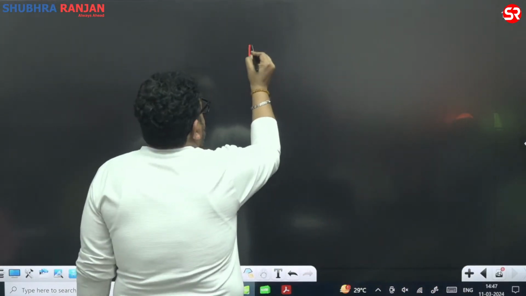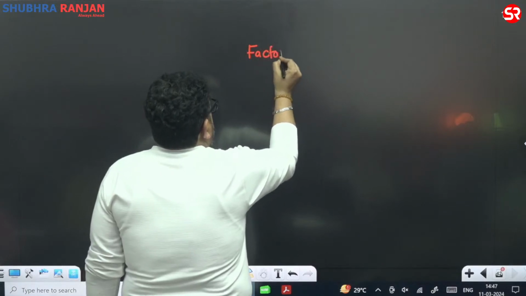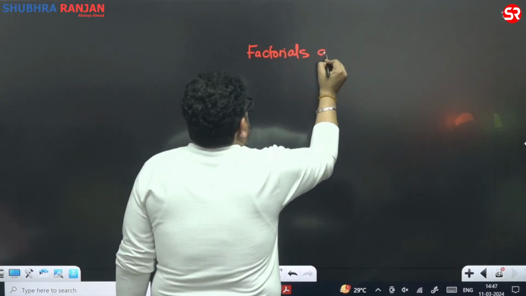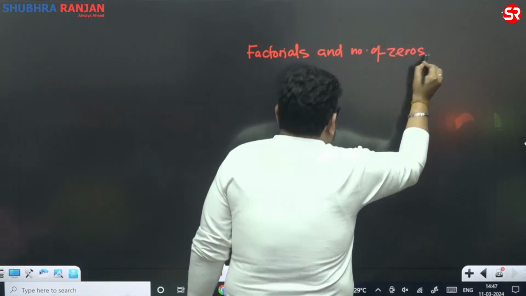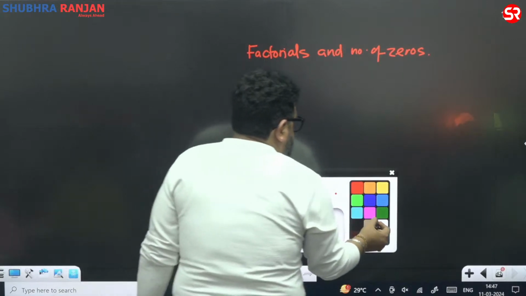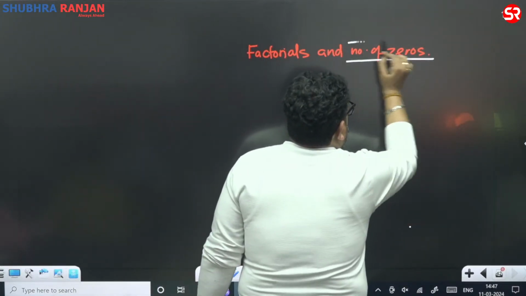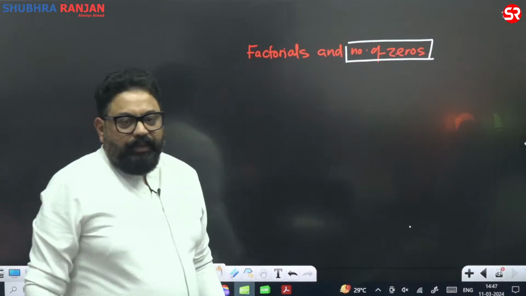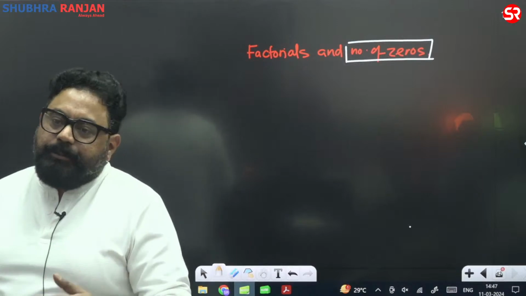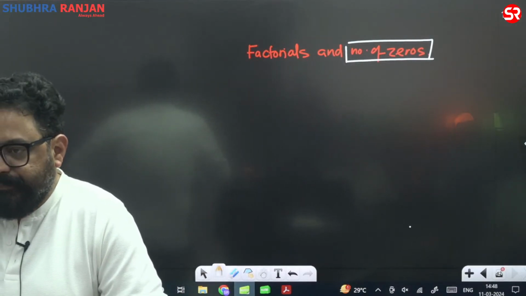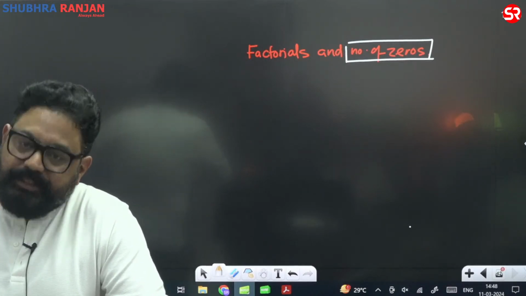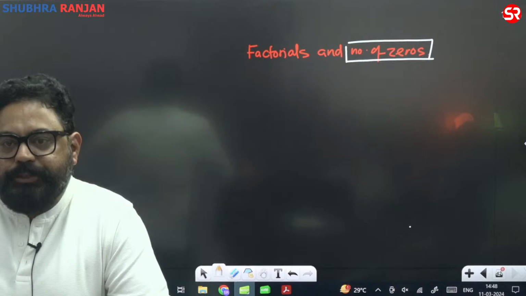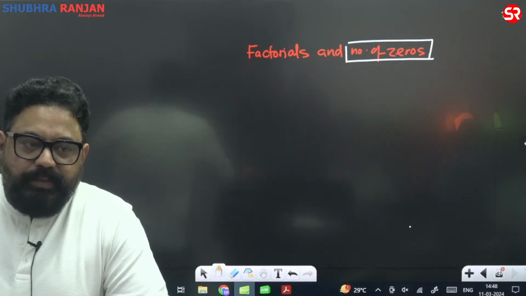Factorials and number of zeros. If you have analyzed this exam, then you would realize this was one of the questions. In the past 4-5 years, 2-3 times they have asked the question, find the number of zeros at the end of a given number. This has been their question. Okay? So let's talk about this.